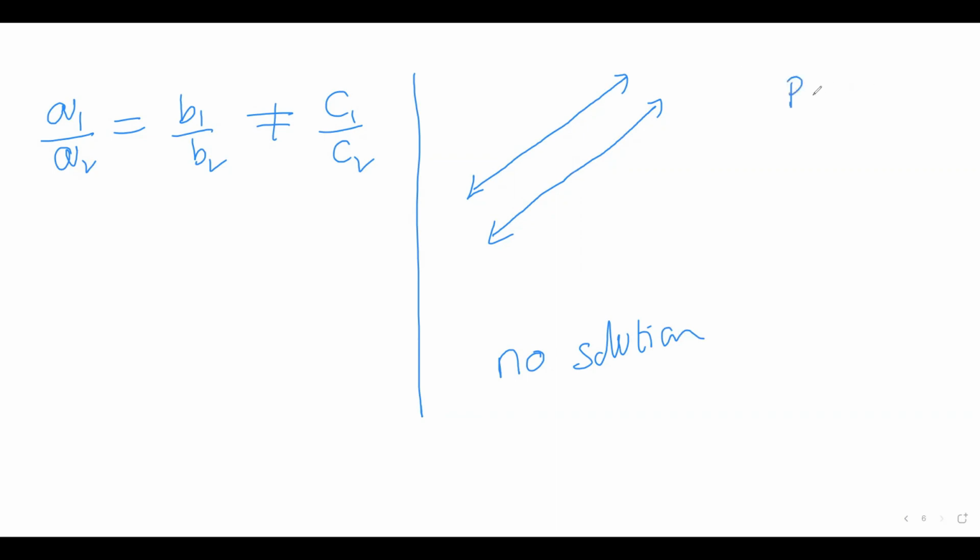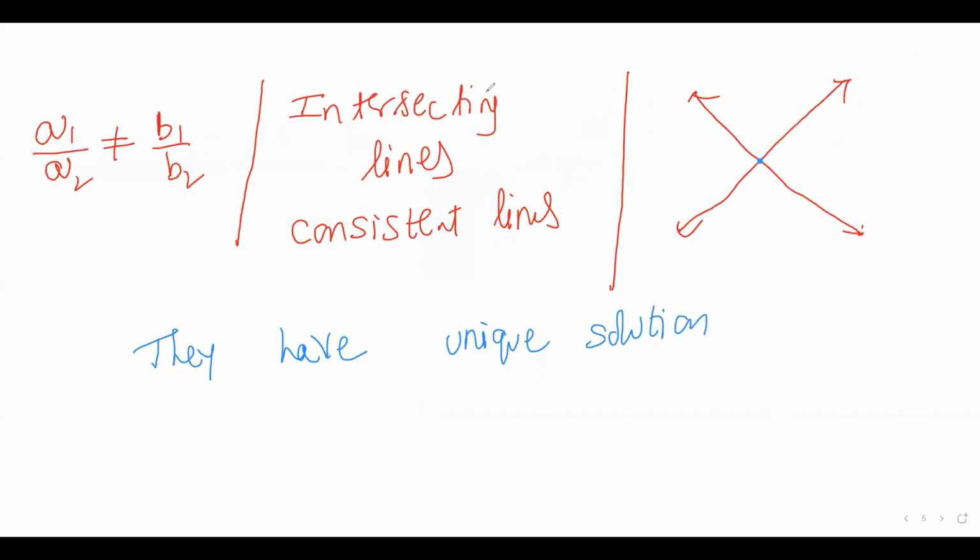Parallel lines are also called inconsistent lines. Why? Because they don't give a solution. They are inconsistent. Intersecting lines always give a solution. That's why they are consistent lines.